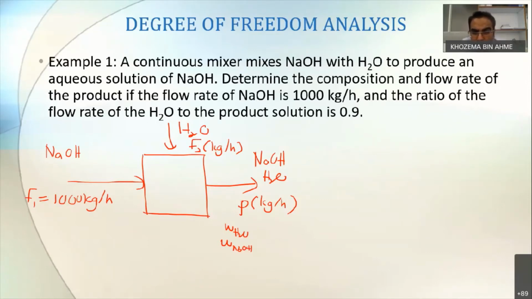The unknowns are the composition and the product flow rate. Okay, anybody else? Anybody else want to try? So I've just redrawn our flow chart, right? So from here, what value you don't know? Just looking at this flow chart.